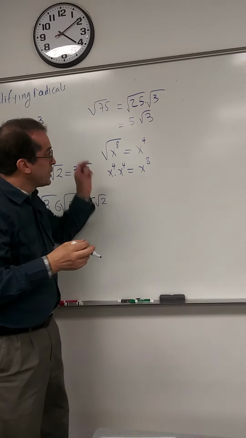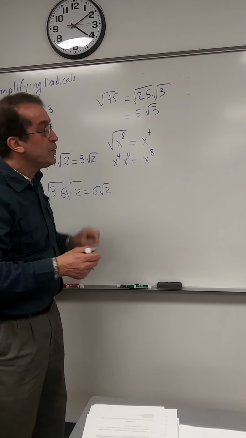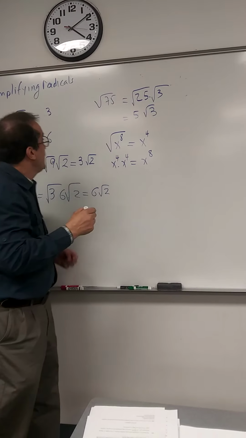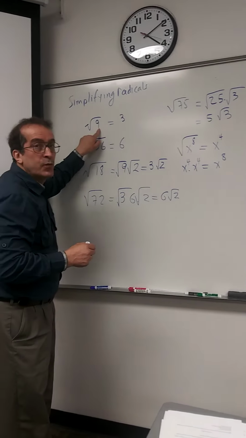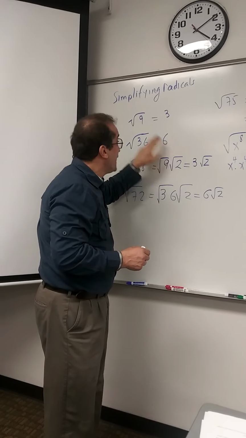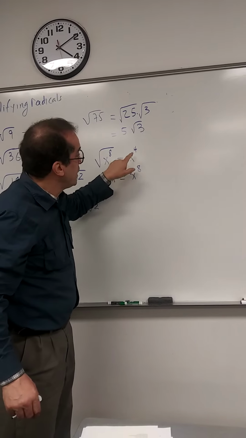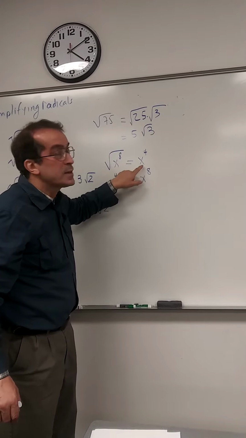So you're looking for the number or expression which, when you multiply by itself, will give you the radicand. What number do you multiply by itself to get 9? The answer is 3. What number do you multiply by itself to get 36? The answer is 6. What do you multiply by itself to get x to the 8? The answer is x to the 4th.